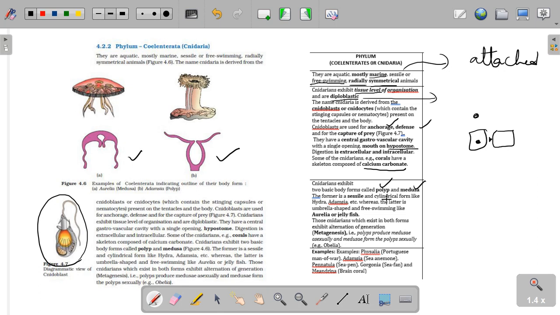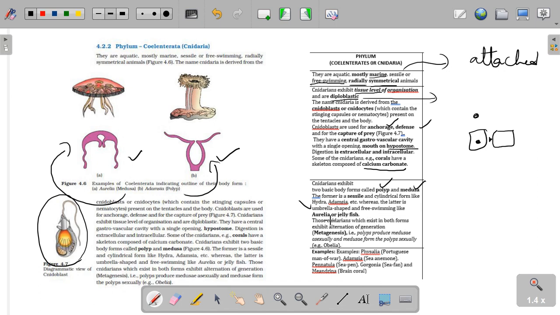Two basic body forms. The former is sessile. That means polyps are the sessile ones, fixed to the bottom of the ocean, whereas medusa forms are the ones which are free living in nature. That means they freely swim around. You can see right over here they have examples like Hydra and Adamsia that show this kind of two body forms.